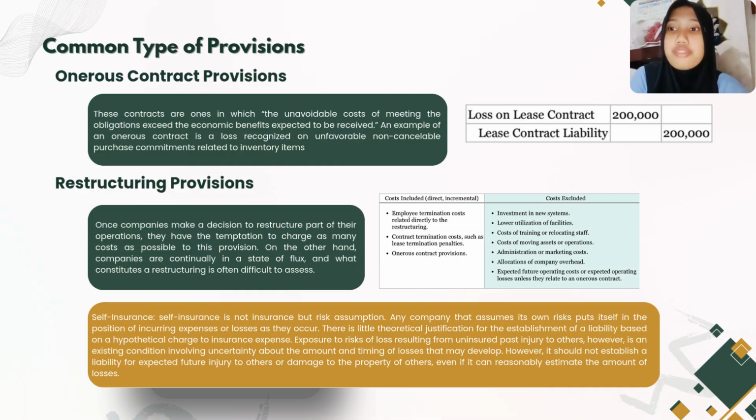A company with a fleet of vehicles, for example, would have to accrue uninsured losses resulting from injury to others or damage to the property of others that took place prior to the date of the financial statements. However, it should not establish a liability for expected future injury to others or damage to the property of others, even if it can reasonably estimate the amount of losses.